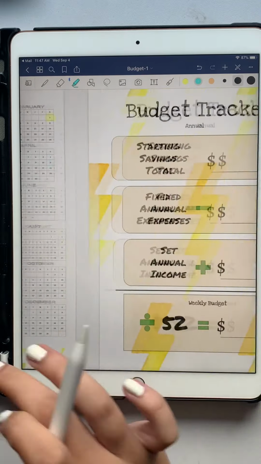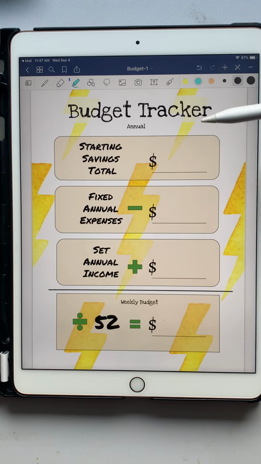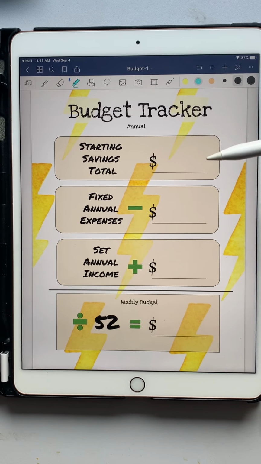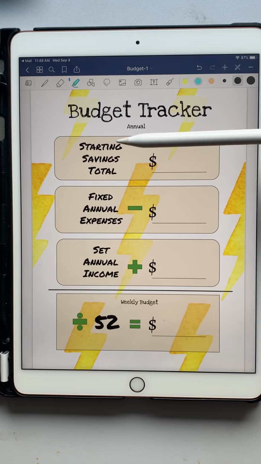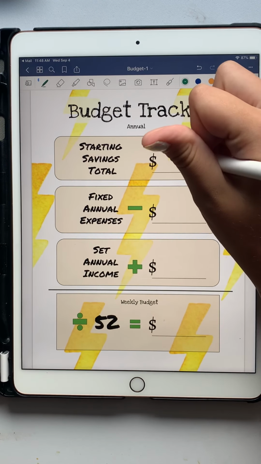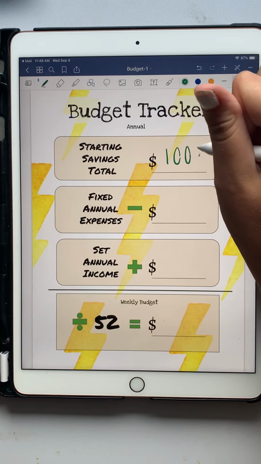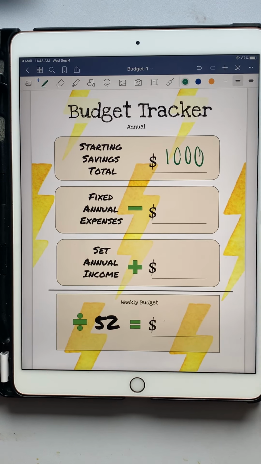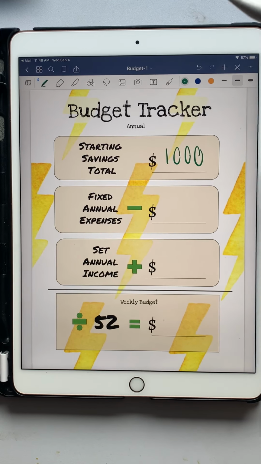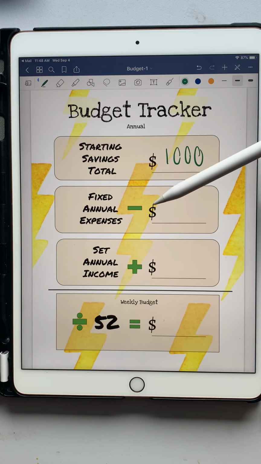So on the next page is the budget tracker, and this is mainly for an annual view. So I wanted to know how much can I spend each week. So I have your starting savings total. So say you have, let's just say $1,000 in savings right now. So you would write $1,000, and you can always be changing this if you earn more, and you can use it every year. And then your fixed annual expenses.